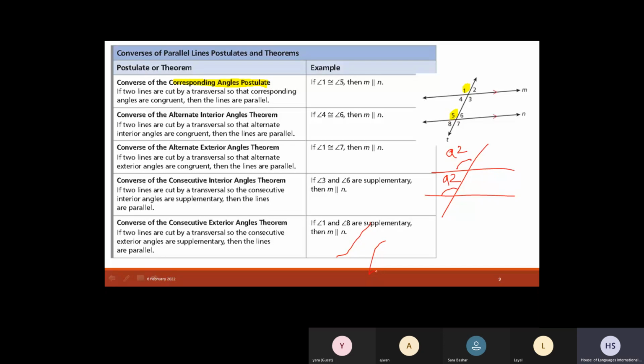So if you measure 1 and you measure 5, because they are corresponding, because they are on the same side of the transversal line, both of them above the parallel lines, if you find that 1 and 5 are equal, that means line M and line N are parallel. This is what I mean by the converse of the corresponding angles. Is it clear?